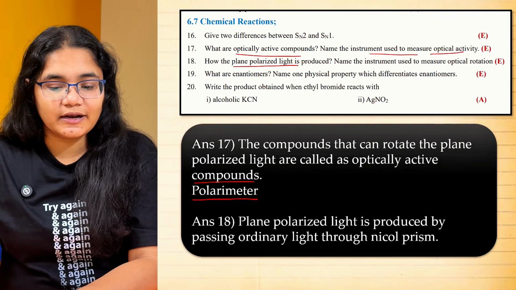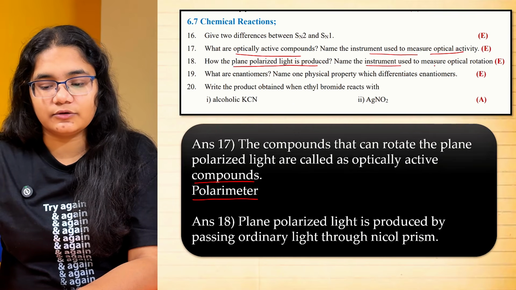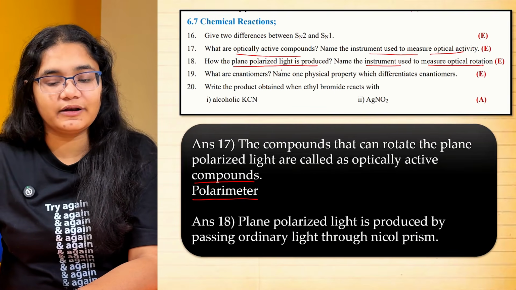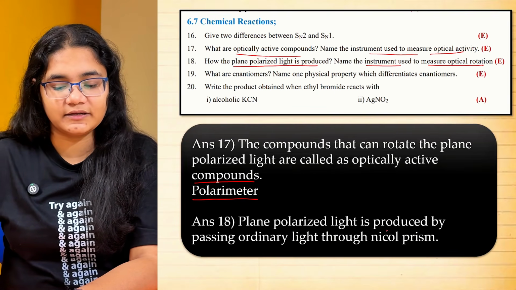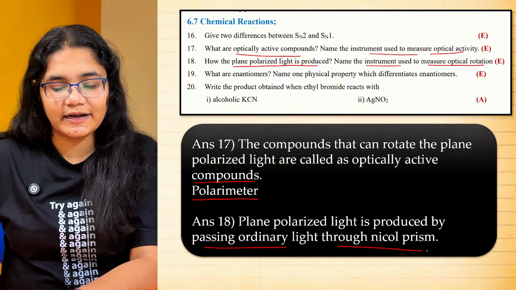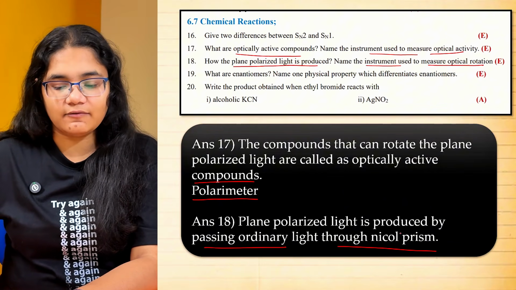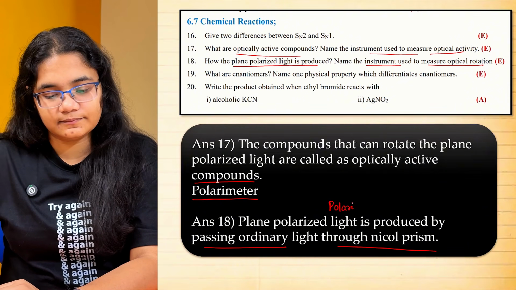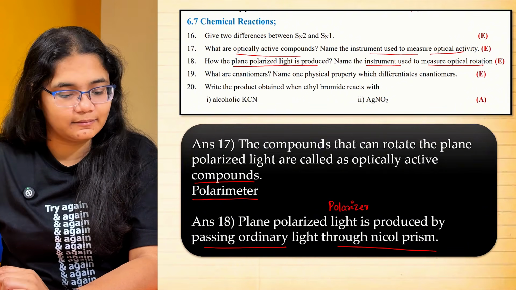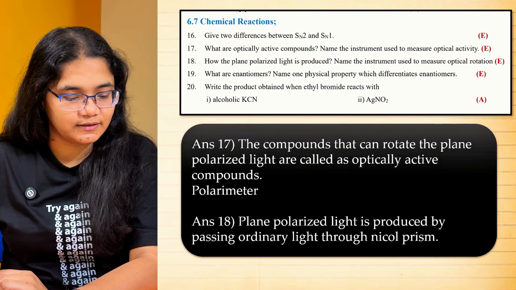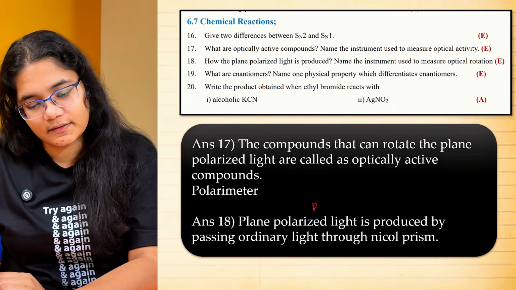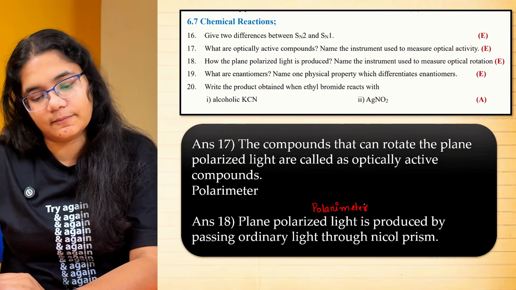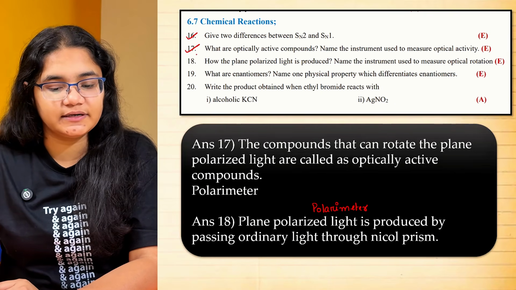Next, how is plane polarized light produced, and name the instrument used to measure optical rotation. So plane polarized light is produced by passing ordinary light through a Nicol prism. And what is the device? The device name is polarimeter. Okay, 16 done, 17 done, 18 done.